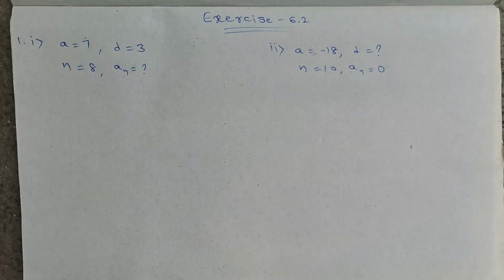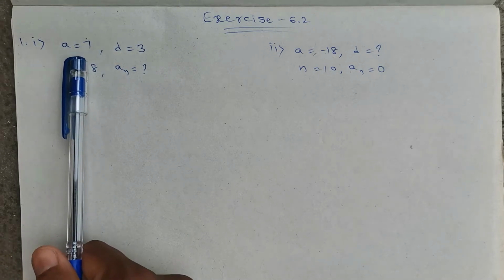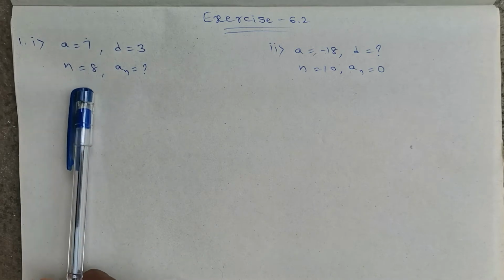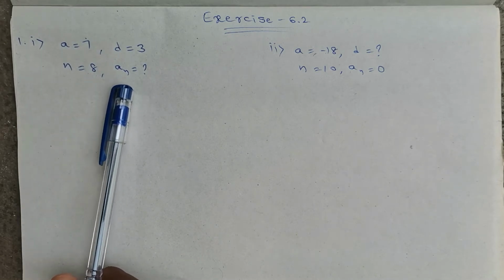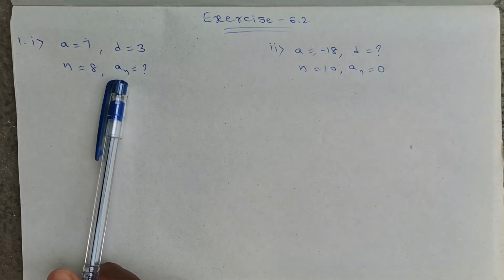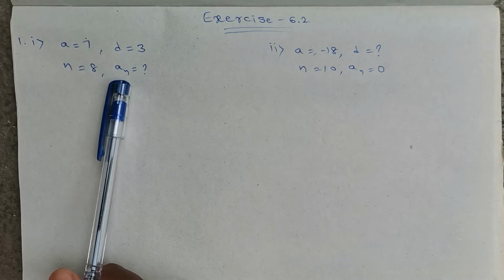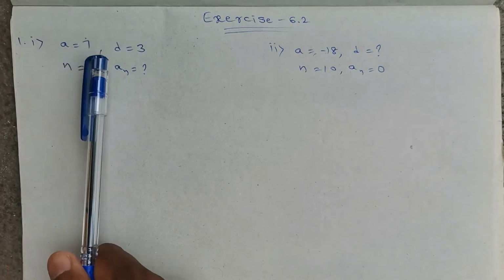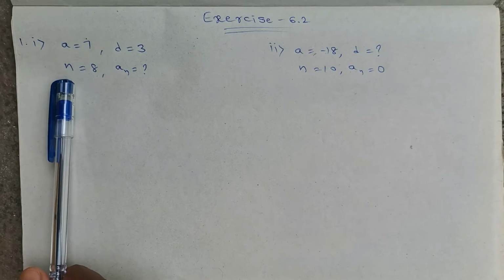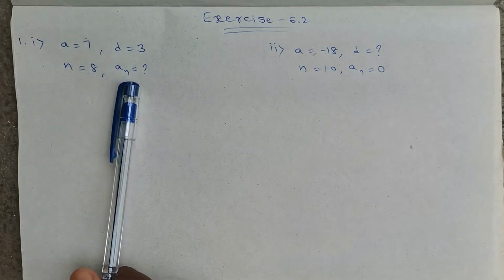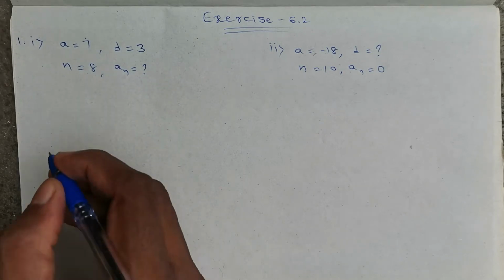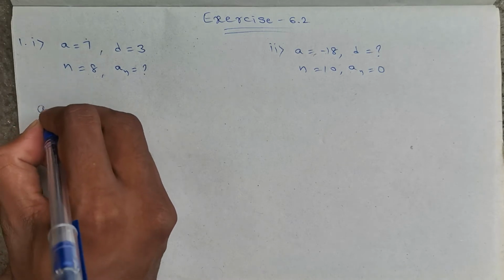Hi everyone, in this video we are going to discuss exercise 6.2. The first bit is a equals 7, d equals 3, n equals 8, and he's asking to find an. An is nothing but the nth term or general term. A is the first term, d is the common difference, n is the number of terms, and an is the nth term or general term. So we have a formula related to an.